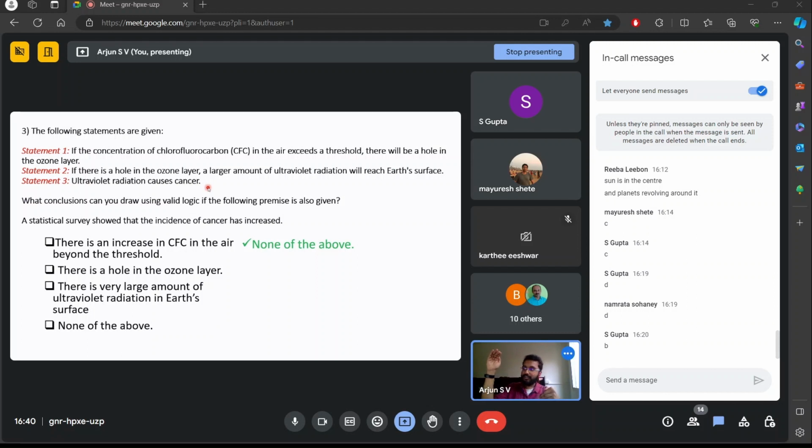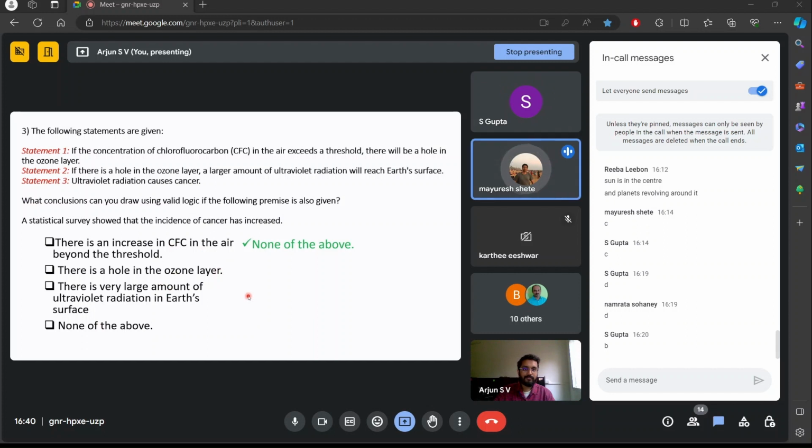But the incidence of cancer increasing does not necessarily mean that there is an increase in the CFCs as well. So logically, you can't prove that any of these three answers are correct just because the incidence of cancer has increased. Since all three options are invalid, none of the above is the answer.